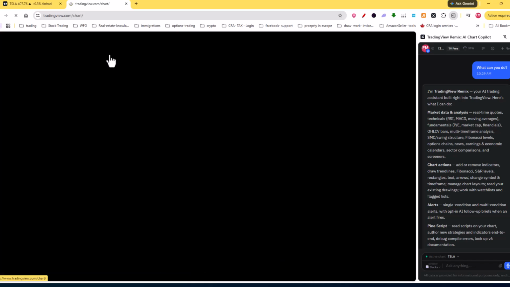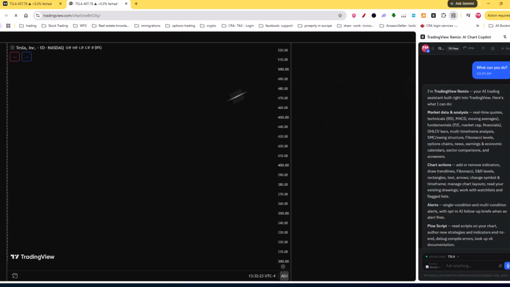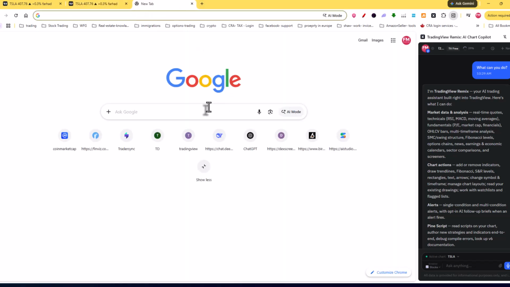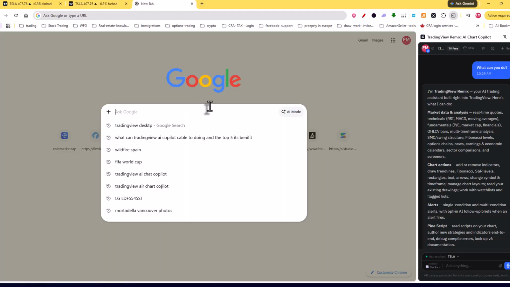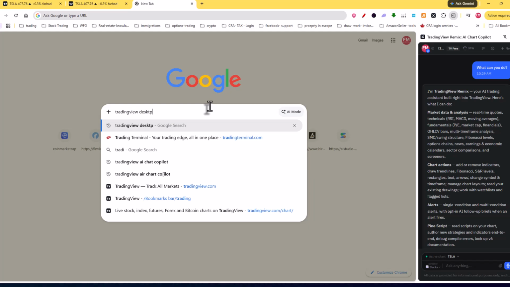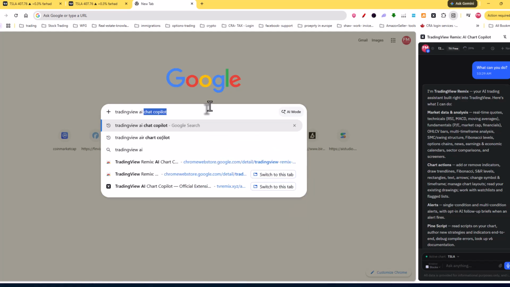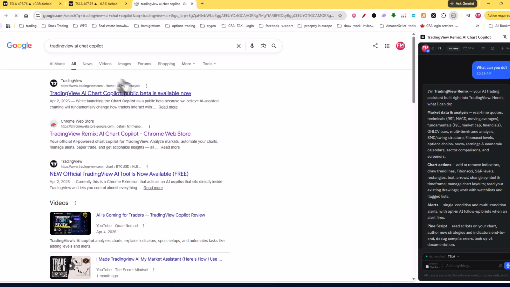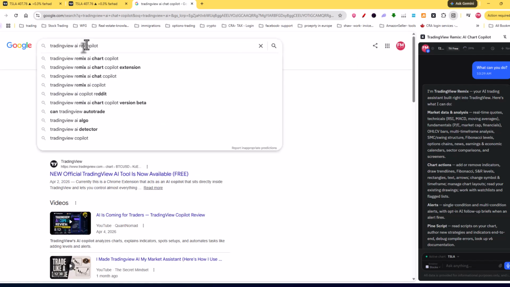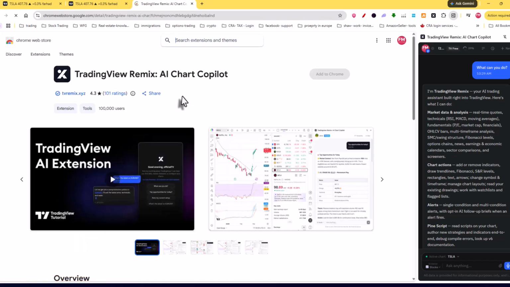We can go to the chart, and the Copilot has to be installed first. In order to do that, you may want to search for the TradingView AI Copilot. I mean, I put Chat, but no, Remix. There you go. Once you find it, you've got to install it. It's a Chrome extension. Basically, it goes on top of your Chrome browser. As you can see, I already installed it. It's pretty easy. Click here to install, but mine is asking to remove, and I don't want to remove it. That's the procedure to get it done.